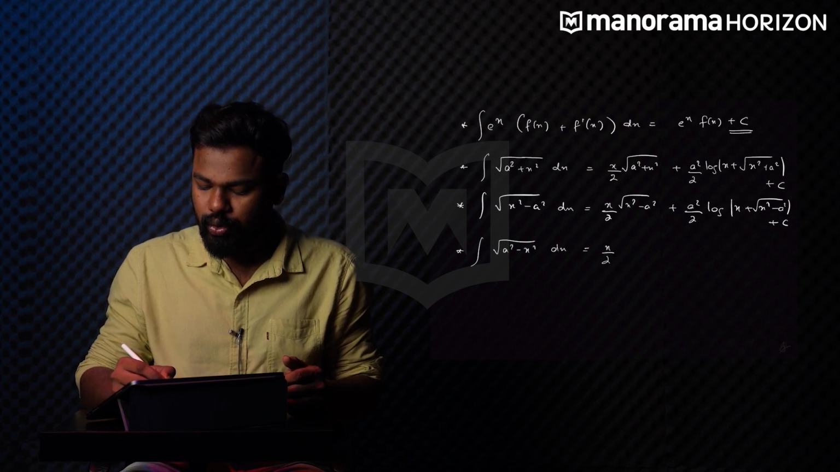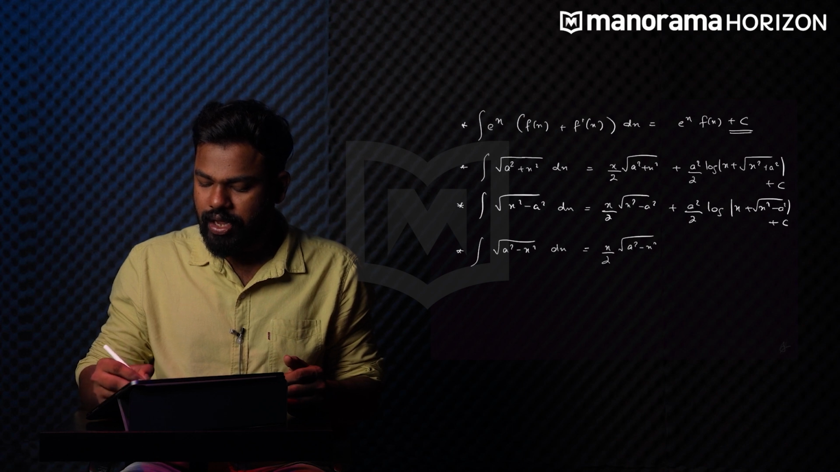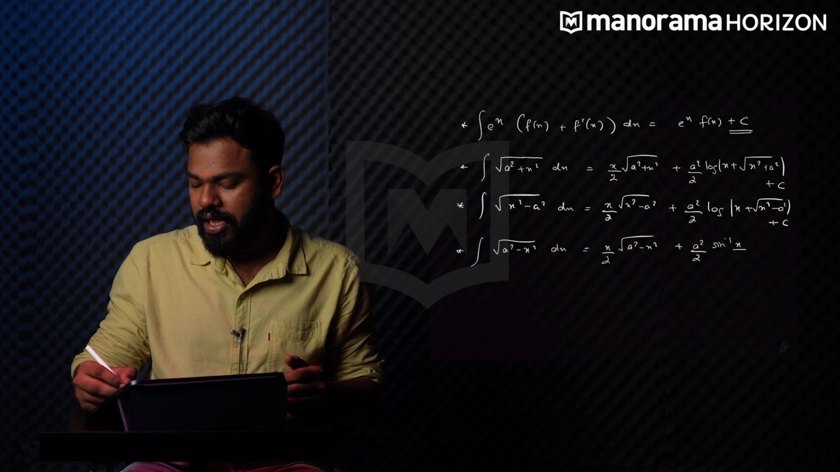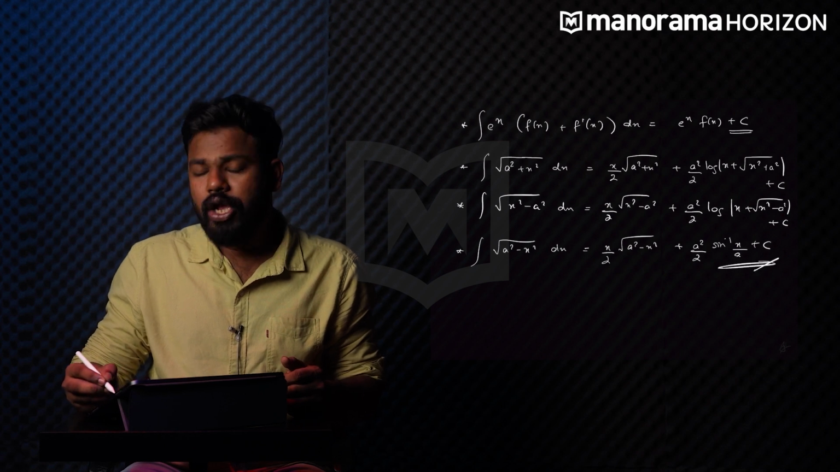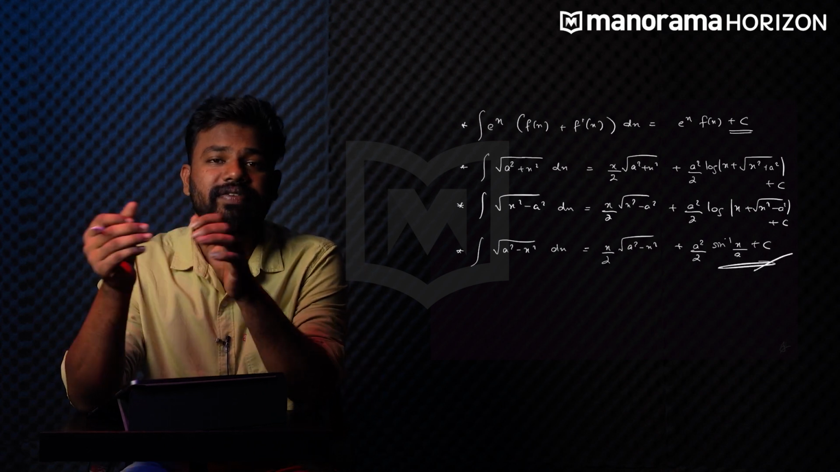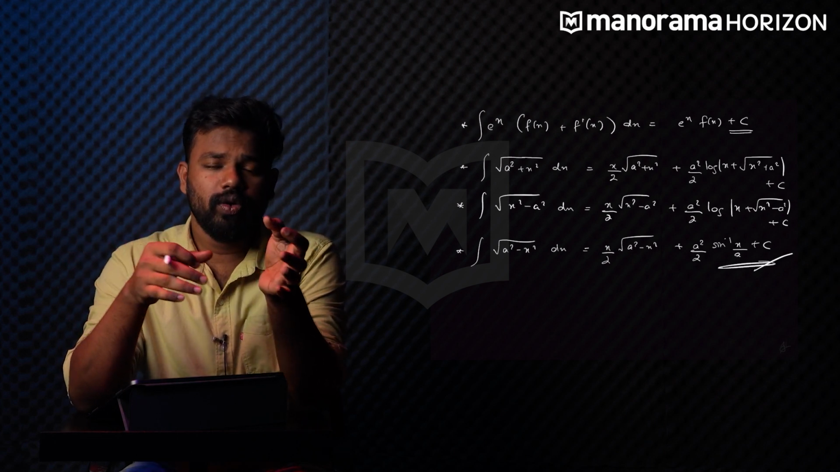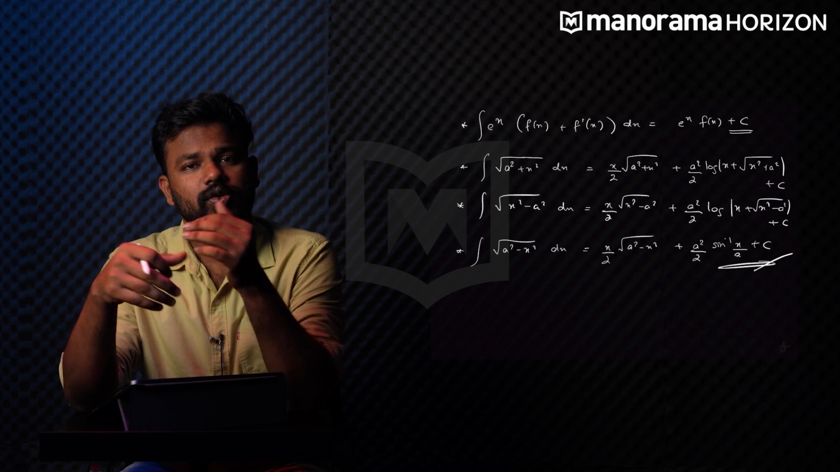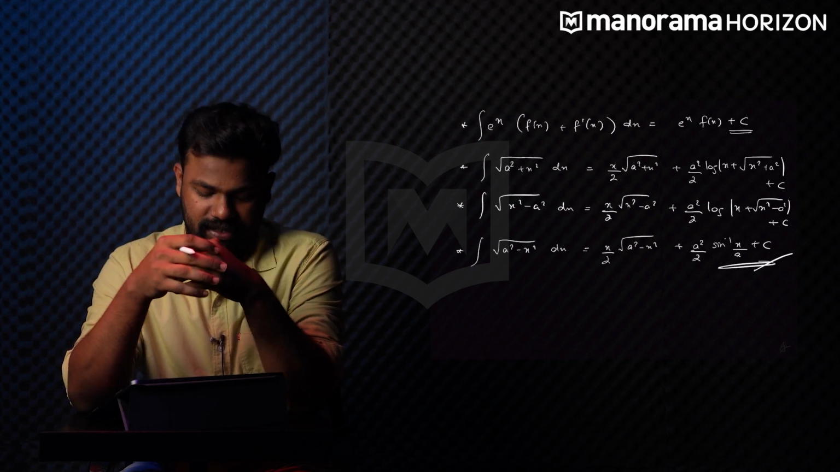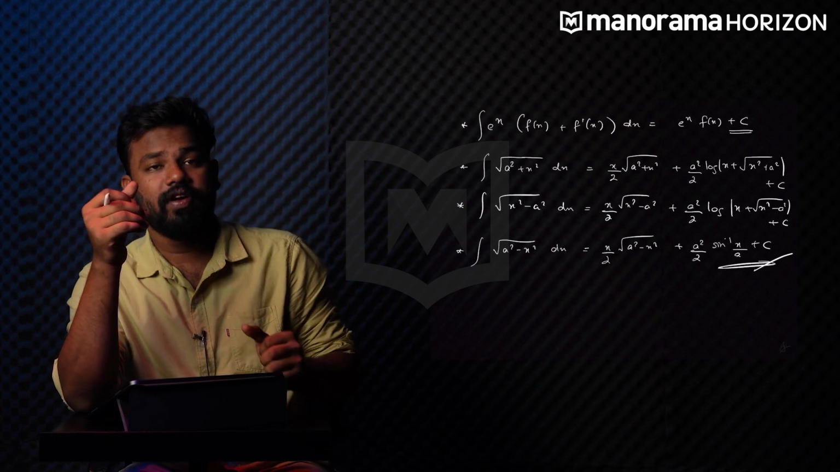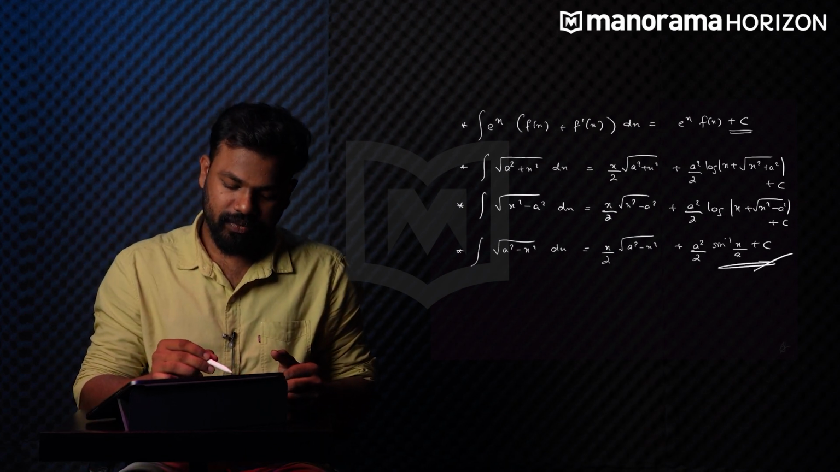And the last one is integral root of a square minus x square dx, which is nothing but x by 2 root of a square minus x square plus a square by 2 sine inverse x by a plus c. So these are the different standard integrals that we have to learn in this session on by parts. You have to remember this so that we can do more problems when the integrals are of this particular form. That is 4 different forms we have learned over here.